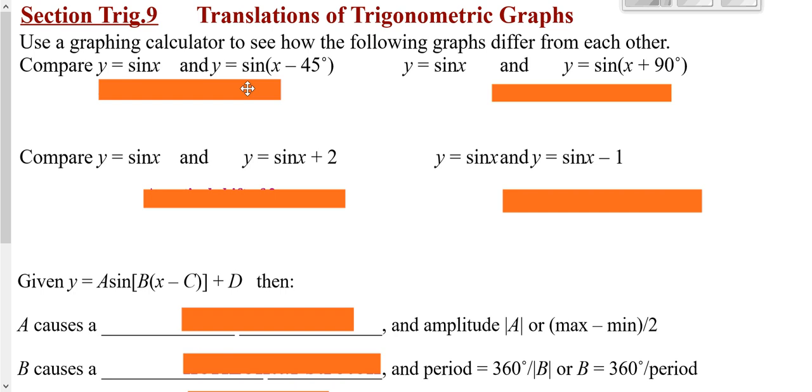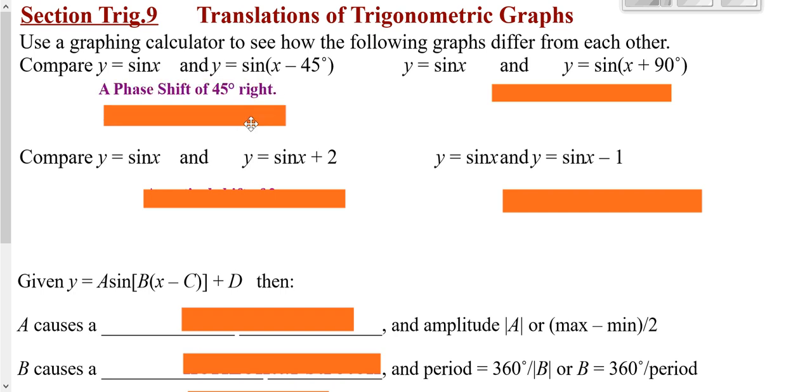And then when you look at the second graph compared to the first, you realize that it's just shifted sideways 45 to the right. If it's shifted sideways, we call that a phase shift when we're dealing with a periodic function. Do the same thing for this one here. When you do that, you'll realize the second graph is shifted 90 degrees to the left. So we'd say we have a phase shift.